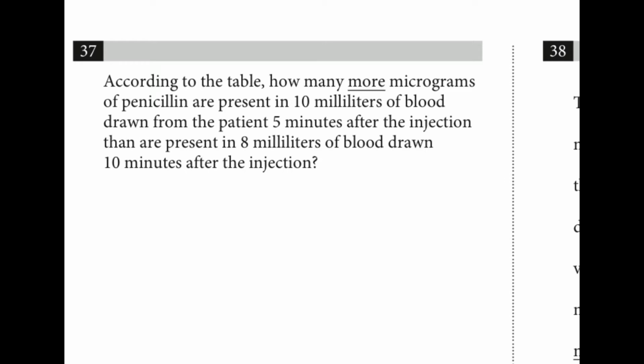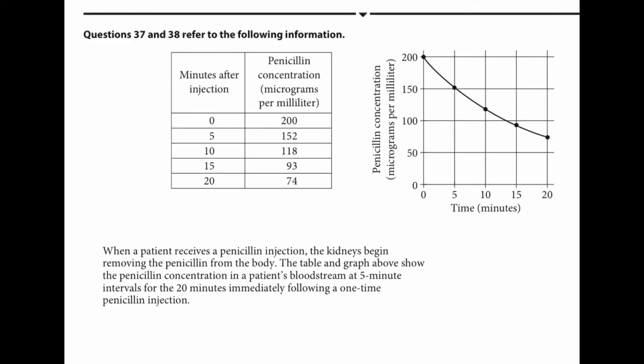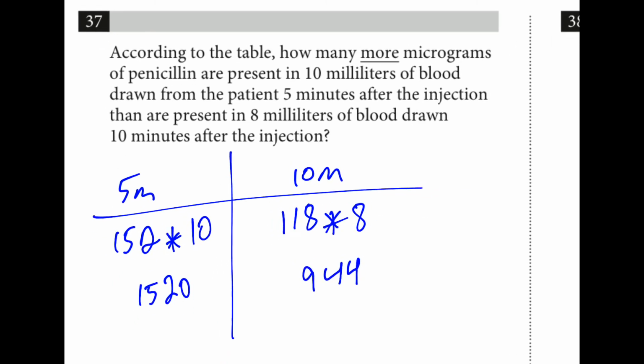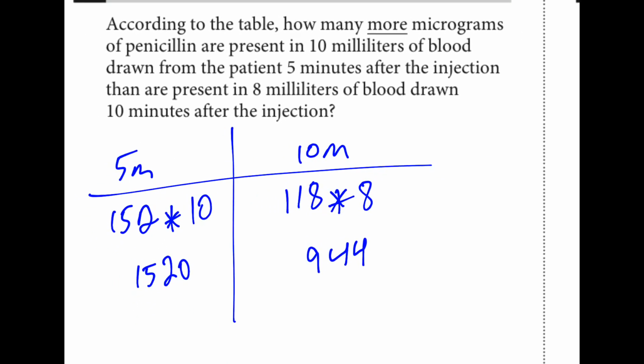So for 37, we had to refer back to the table and graph previously. But notice for 5 minutes and 10 minutes, there are some different concentrations. The concentration at 5 minutes is 152, and at 10 minutes is 118. So if these are the concentrations, we can multiply them by the number of milliliters. So at 5 minutes, we had 10 milliliters, and at 10 minutes, we had 8 milliliters. So we get these amounts of micrograms of penicillin. And if you subtract the two, you get a difference of 576, which is your final answer.